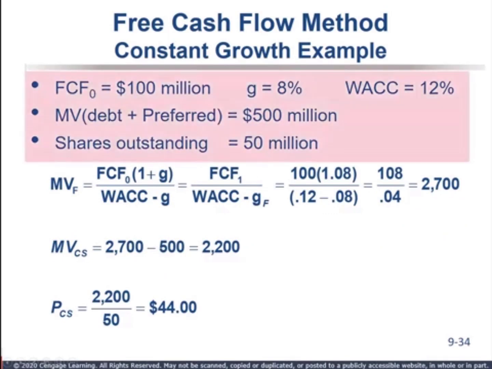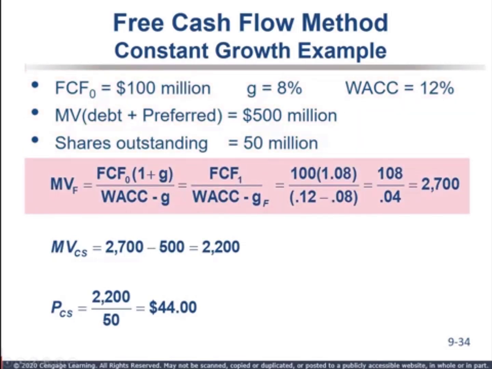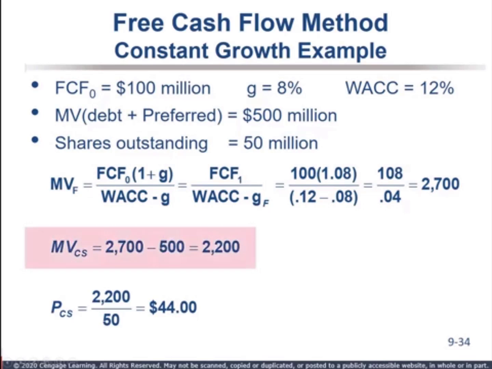Free cash flow for the past year, free cash flow 0, was $100 million. Be sure to pay attention to free cash flow 0 or free cash flow 1, the same caveat as with D0 and D1. The constant growth rate is 8%, cost of capital 12%. The market value of the firm's debt and preferred is $500 million, and the firm has 50 million shares outstanding. Using the free cash flow constant growth formula, we find the value of the firm is $2,700 million. Subtracting debt and preferred, the value of common equity is $2,200 million. Dividing by the 50 million shares results in a stock price of $44.